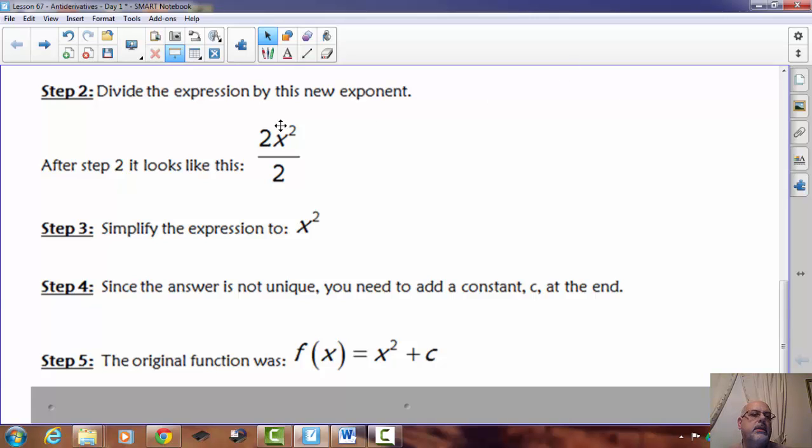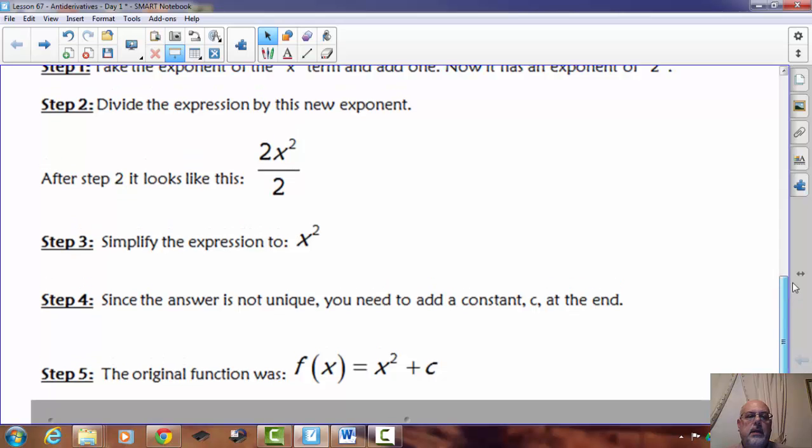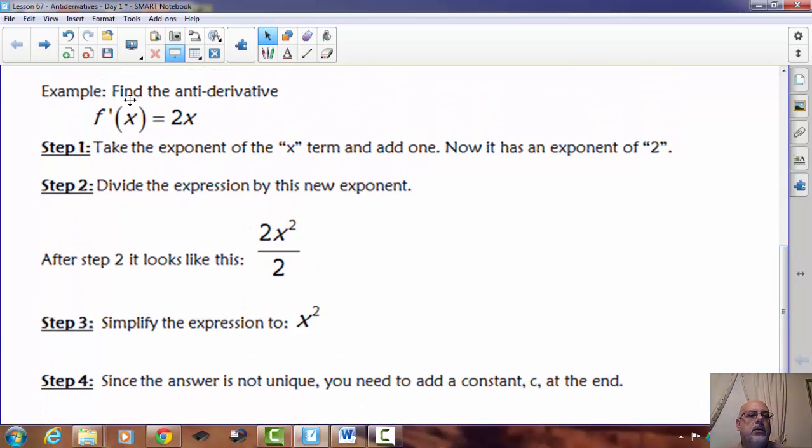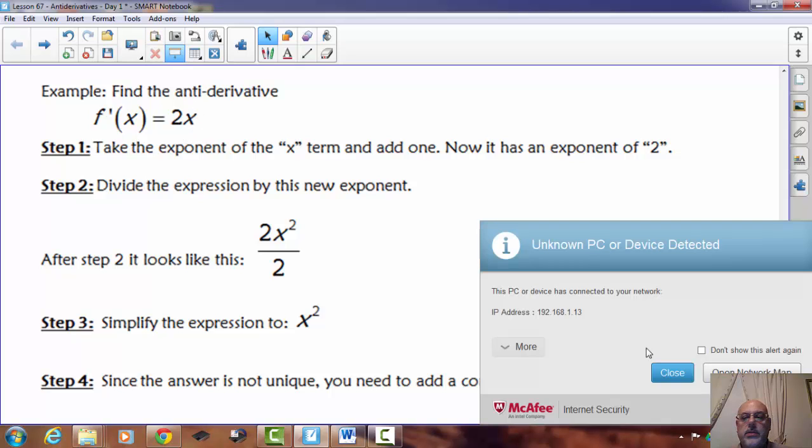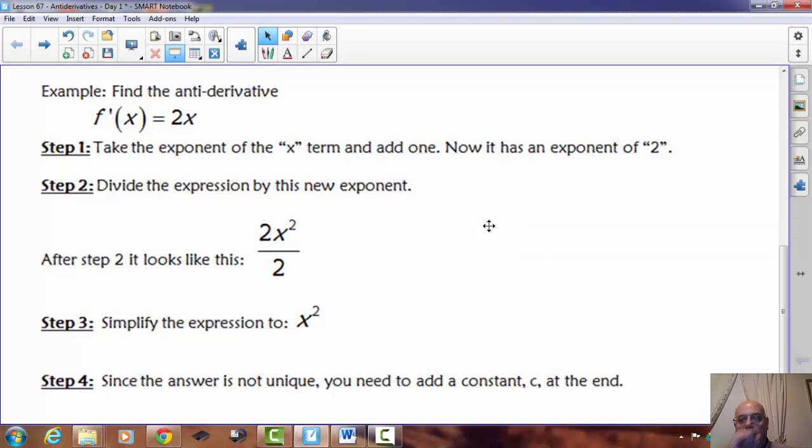So let's go through it again. You take your derivative, in this case it's 2x. You look at the x term. You see what the exponent is. In this case it's a 1. You add 1, and that's how I get an exponent of 2. Then I divide that expression by my new exponent of 2.